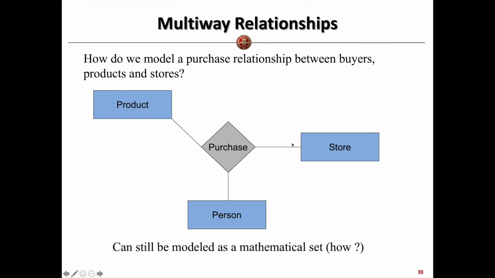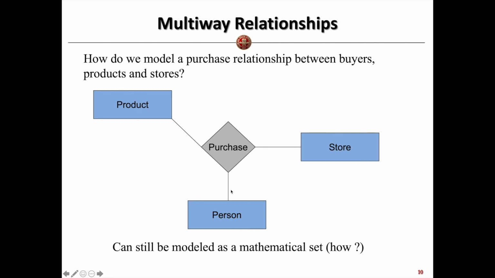How about to the store? If we have one arrow pointing to store, it means given a person and a product, we can find one single store where the person buys the product, right? Maybe it is not the case either, because a person can buy a product from multiple different stores, right? We cannot add the arrow pointing to here, right?